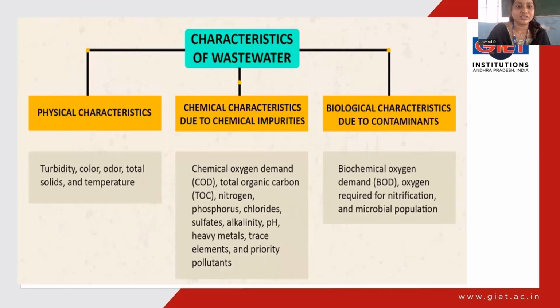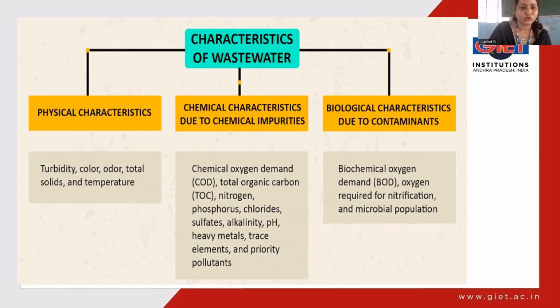So coming to the characteristics, these can be broadly classified into three types: physical, chemical, and biological characteristics. Physical characteristics of water include turbidity, color, odor, total solids, and temperature. All of these you can tell with the senses. Odor is nothing but the smell; temperature you can tell using a thermometer; color using the Hazen scale; and it also includes taste.